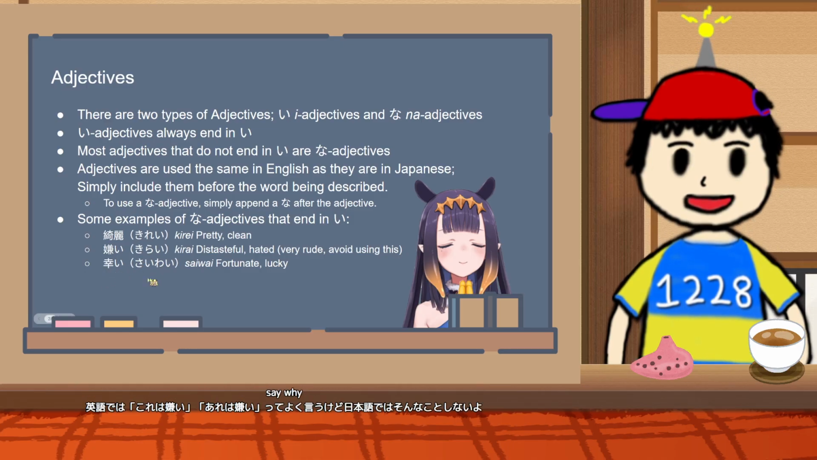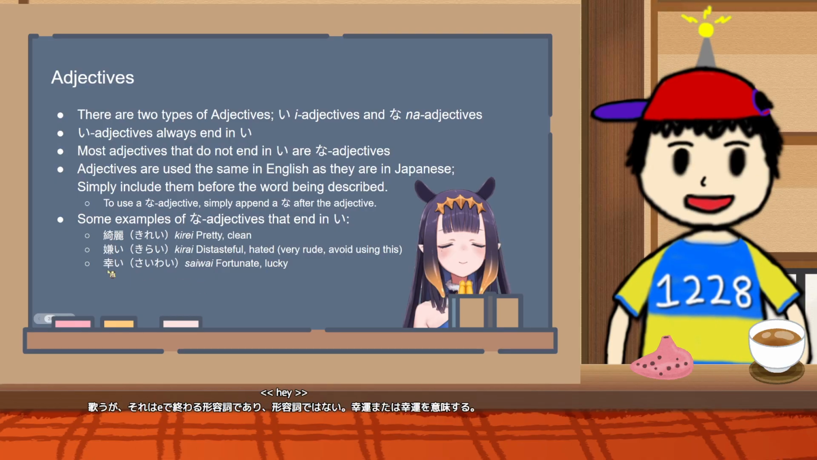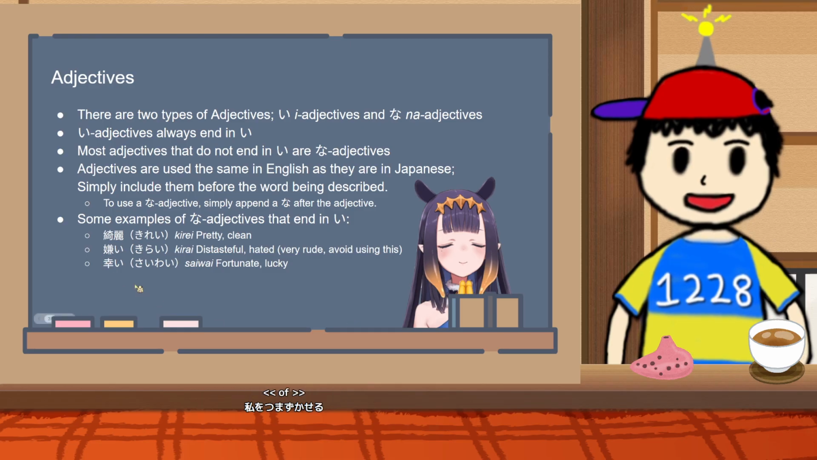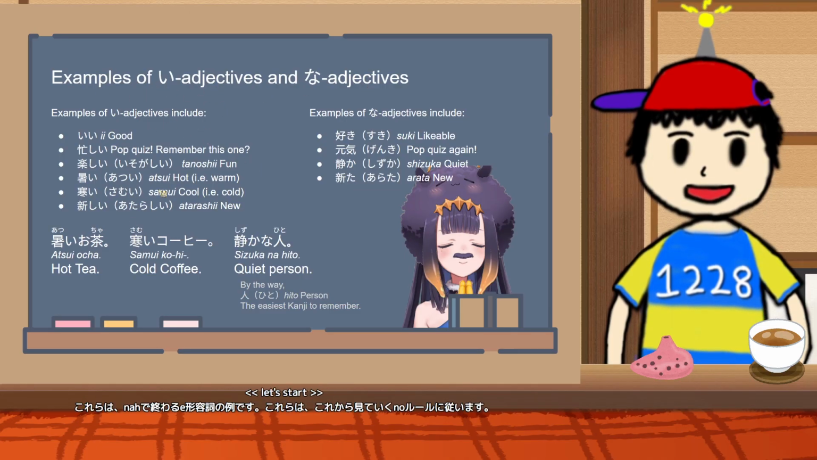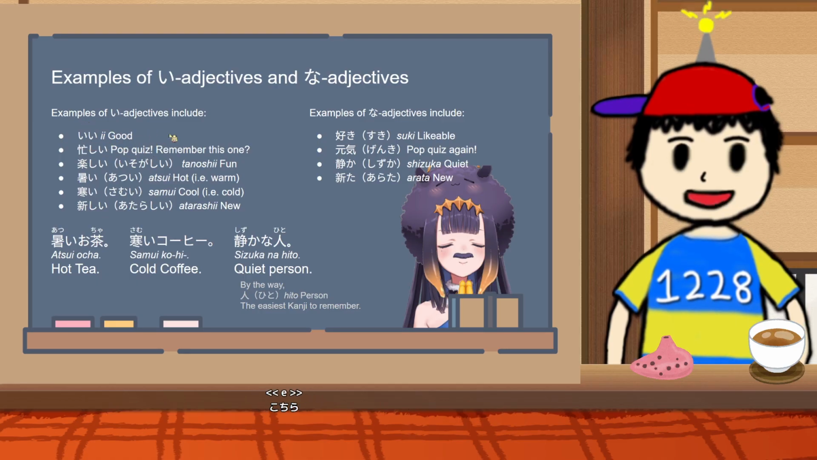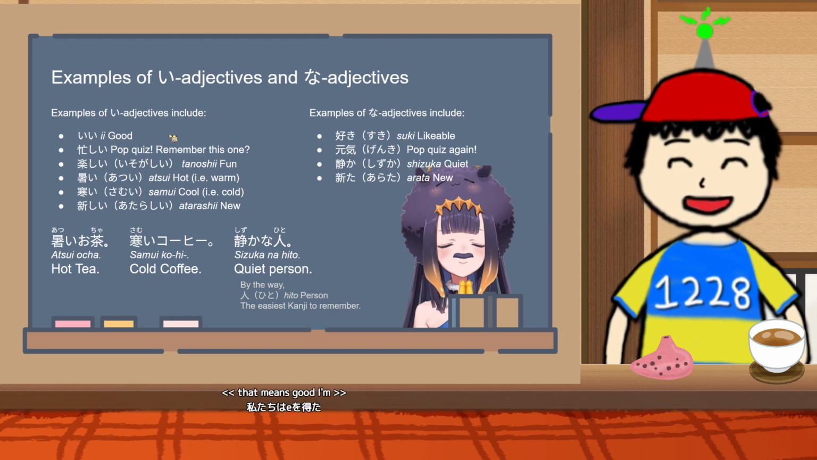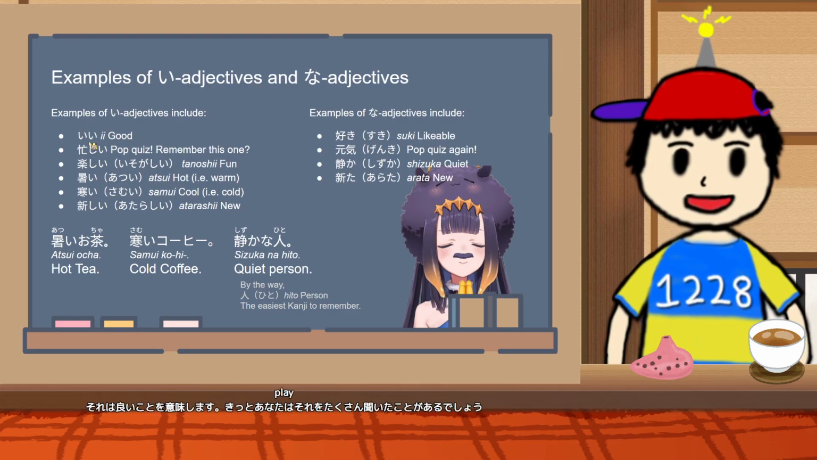Saiwai, I hate this reading, but it is an adjective that ends in E, that is a na adjective, means fortunate or lucky. It uses the kanji for happiness, which is shiawase, and that's why it trips me up. But those are some examples of na adjectives that end in E. They follow this na rule, which we're gonna see now. So some examples of E adjectives and na adjectives. We'll start with the E adjectives over here. We got E, literally E. That means good. I'm sure you've heard E a lot. Like, sonna koto ii, or something like that.